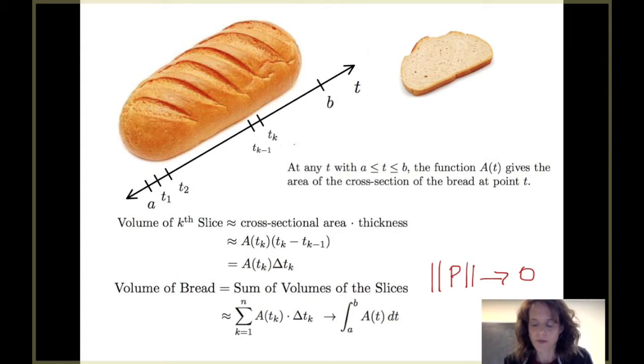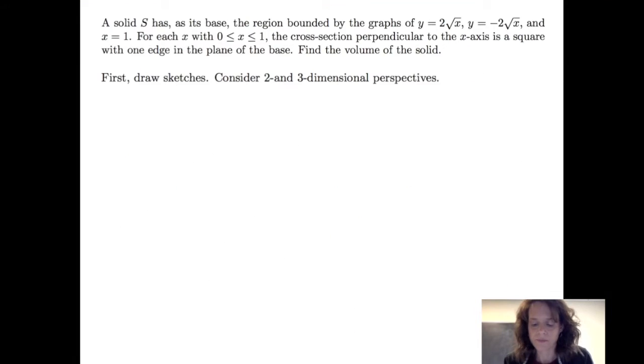Now let's look at a specific problem involving this process. Suppose we have a solid S, which has as its base the region bounded by the graphs of y equals 2 times the square root of x, y equals negative 2 times the square root of x, and x equals 1. For each x, with x between 0 and 1, the cross-section perpendicular to the x-axis is a square with one edge in the plane of the base. We want to find the volume of the solid.